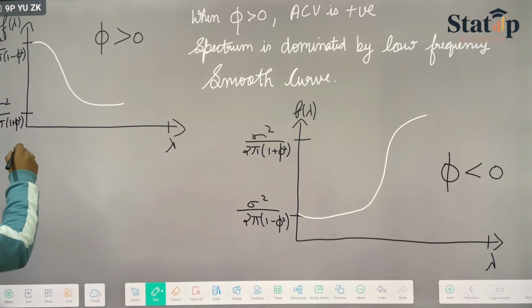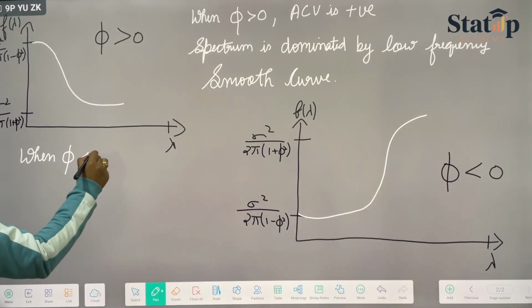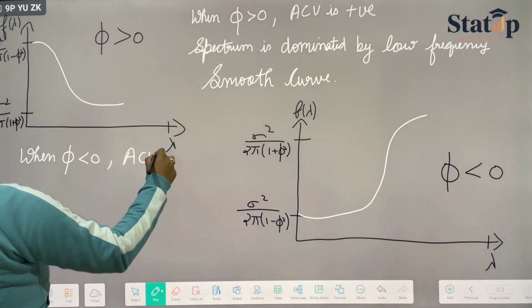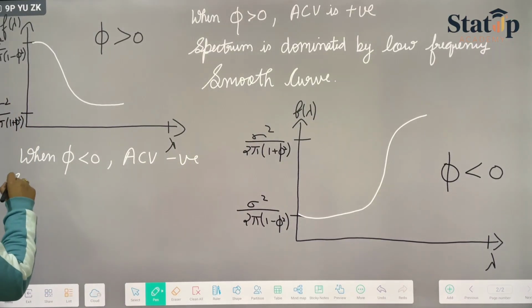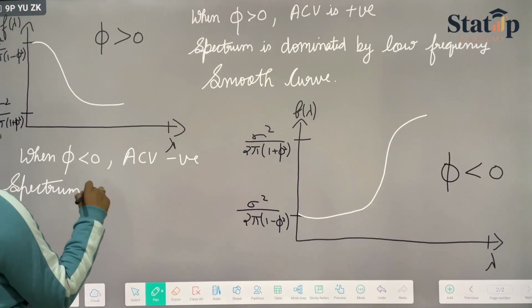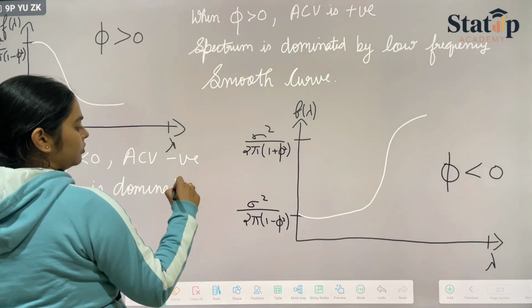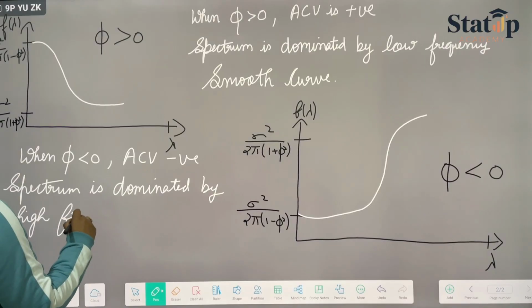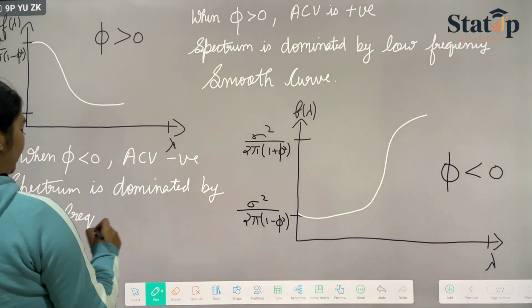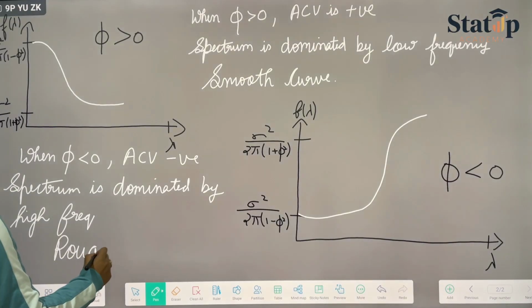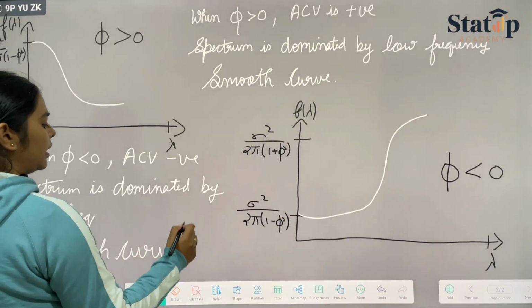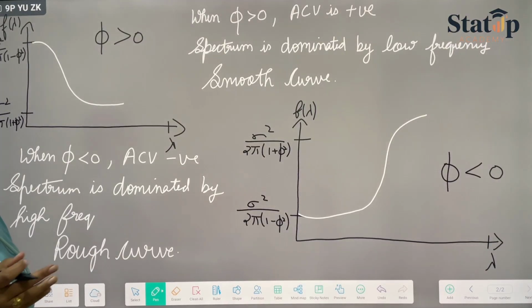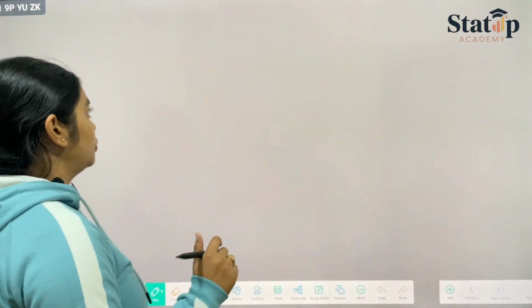And when phi is less than 0, then the autocovariance function is negative and the spectrum is dominated by high frequency and therefore is a rough curve. So these are the curves of the AR model 1, where phi is greater than 0 and phi is less than 0. When phi reaches 1, I've told you it is the random walk model, and the other two cases are here. Now in today's lecture, we'll discuss the moving average.